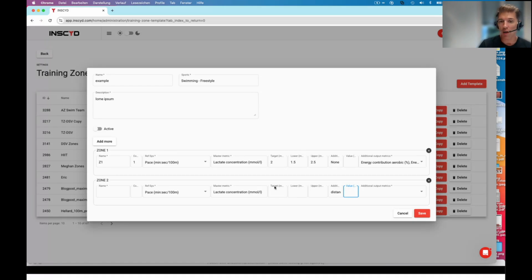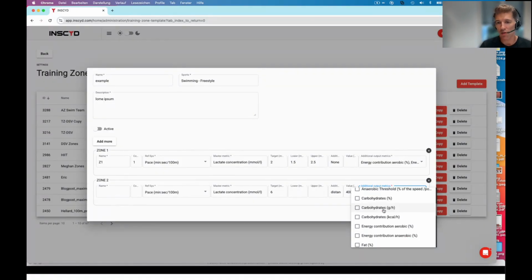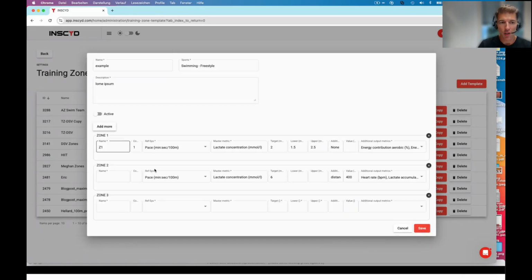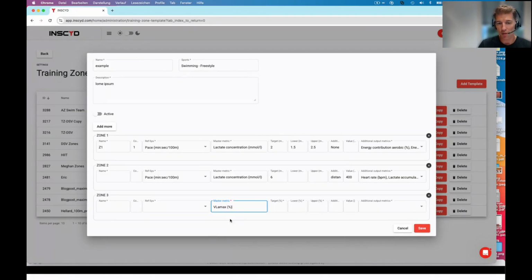You can say, I want something that triggers 6 millimole of lactate concentration after 400 meters. And then I would like to know what percentage of VO₂max that is, and maybe what is the actual accumulation rate of lactate, and maybe the heart rate or whatsoever, okay? And therefore, you can also set up a training zone where you set it up as a percentage of VLamax.